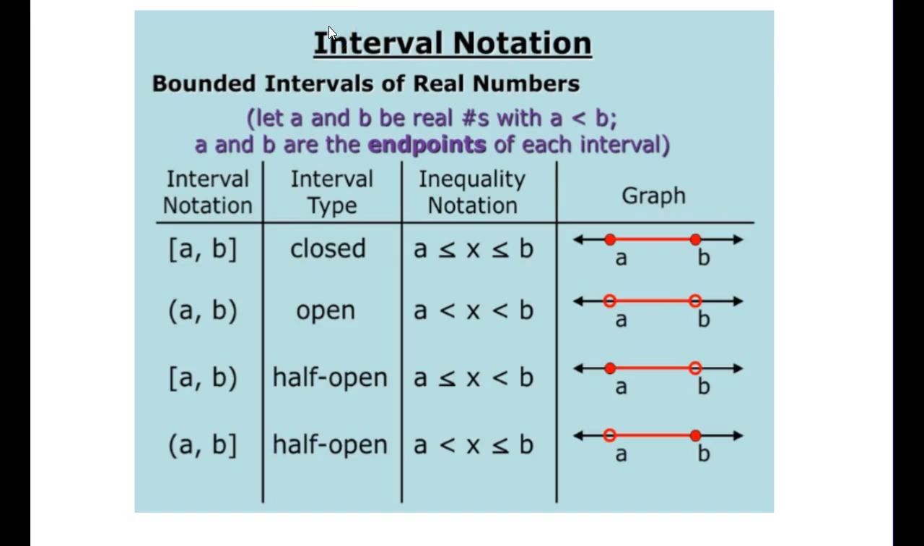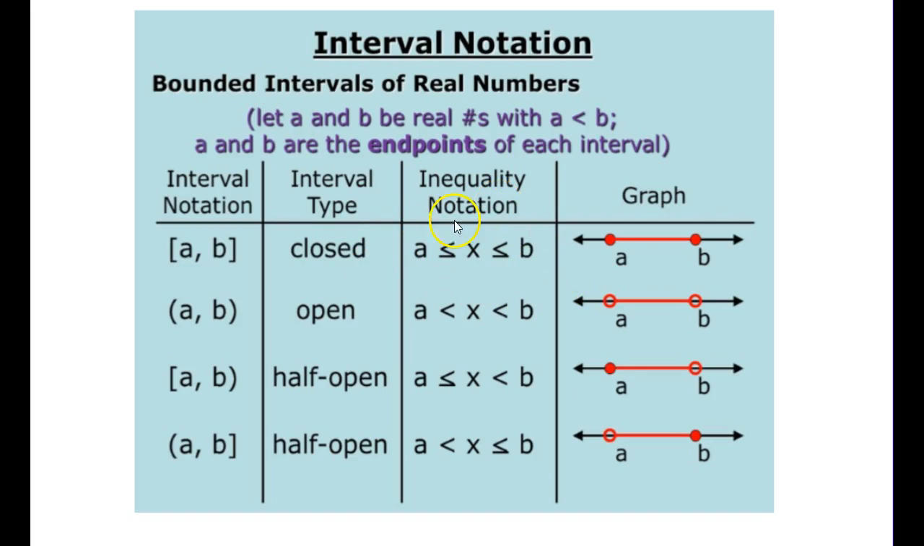Next, we are going to discuss interval notation. First, we're going to refer to bounded intervals, which means we have two endpoints. All right, so let A and B be real numbers with A less than B, and then A and B are the endpoints of each interval. So there's 4 different cases we can have. We have our interval notation compared to our inequality notation.